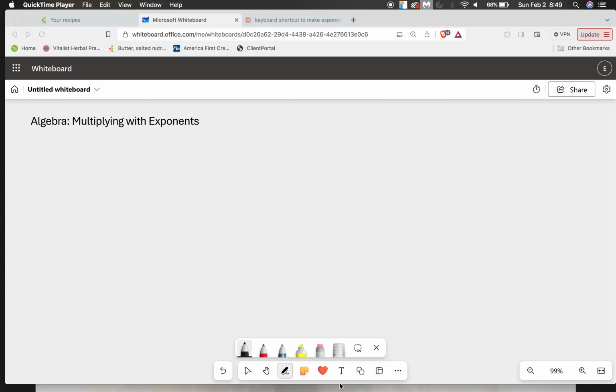Alright, so the next step in dealing with like terms and exponents and everything like that is we need to figure out how to multiply with exponents. So hopefully you recall from adding and subtracting that if you're going to add exponents together, you just have to make sure that your exponents are like terms.